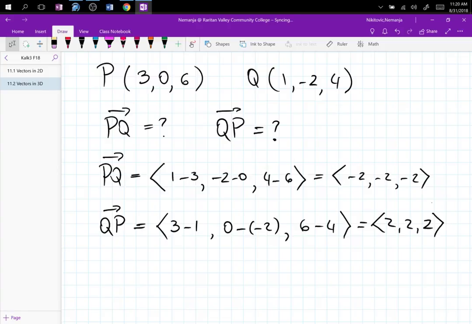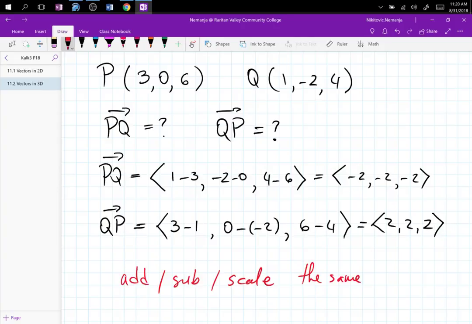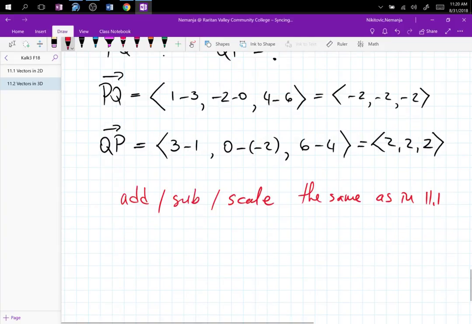All of the properties are the same. We add the same way, scale the same way, do all of those things. So add, subtract, scale, the same as in 11.1.